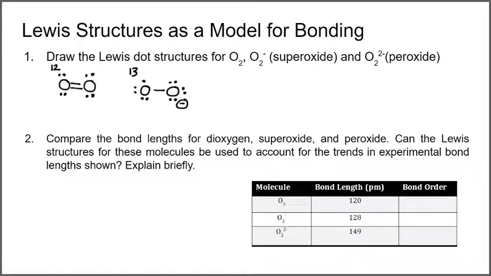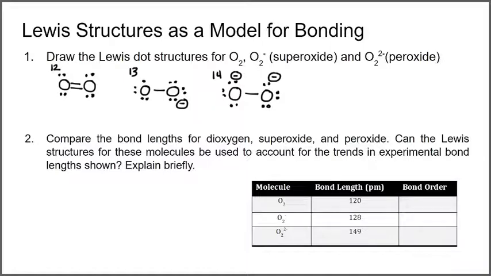Finally, we can do peroxide, which would then have 14 electrons. And once again, we can draw the two oxygens. That gives us 1, 2, 3, 4, 5, 6, 7, 8, 9, 10, 11, 12, 13, 14 electrons. So in this case, each oxygen has a -1 charge.